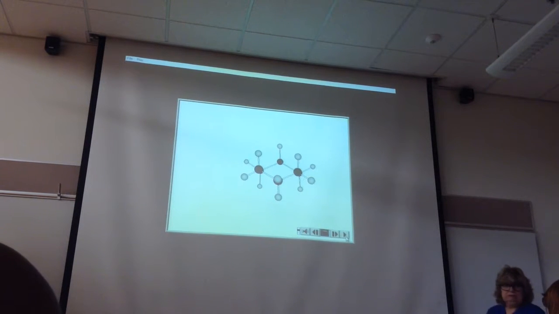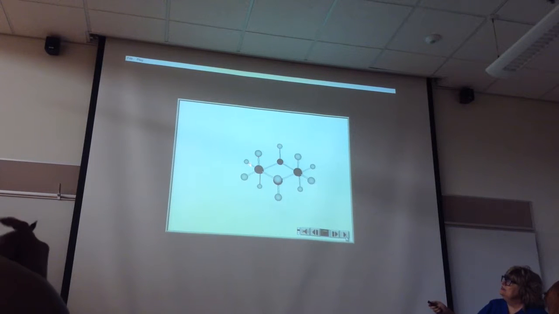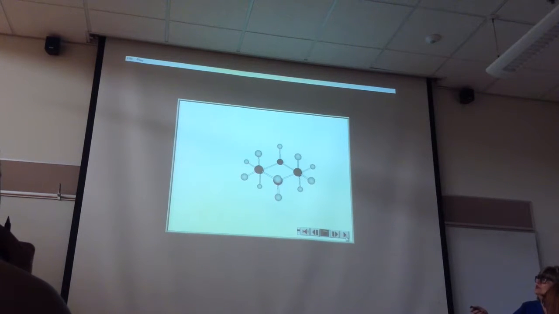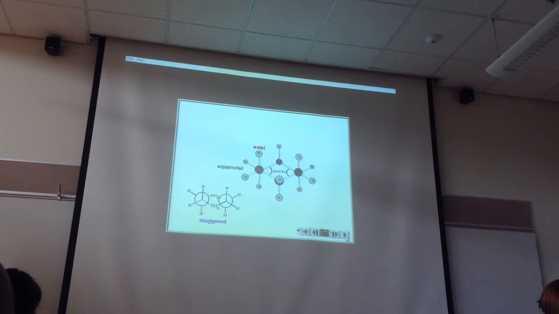Is this eclipsed? Is it skewed? Is that about 60 degrees? Wouldn't you say that's about 60 degrees? This is staggered. There are 1, 2, 3, 4 hydrogens, and these two groups are gauche to one another, right? They are about 60 degrees to one another. This is the most stable conformation. The most stable conformation of a cyclohexane is the chair. Okay, so there they are, that's called staggered, and it's gauche.